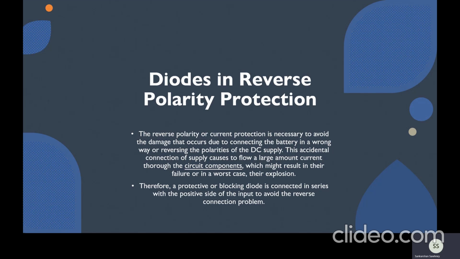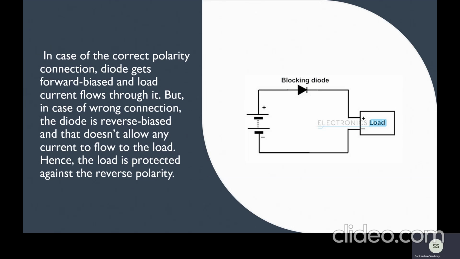Therefore, a protective or blocking diode is connected in series with the positive side of the input to avoid the reverse connection problem. As we can see in the diagram, a blocking diode is attached to the DC supply, and this is the load. In case of the correct polarity connection, the diode gets forward biased and load current flows through it. But in case of wrong connection, the diode is reverse biased and does not allow any current to flow through it, hence the load is protected.